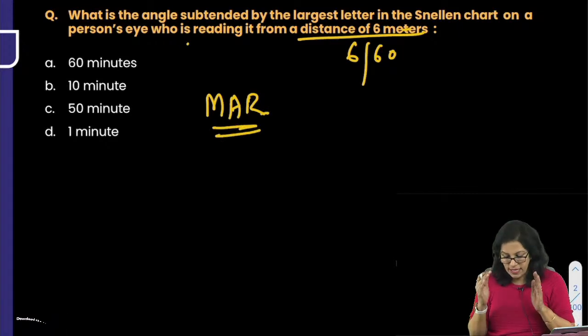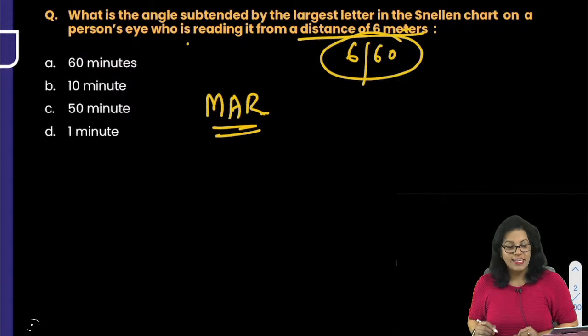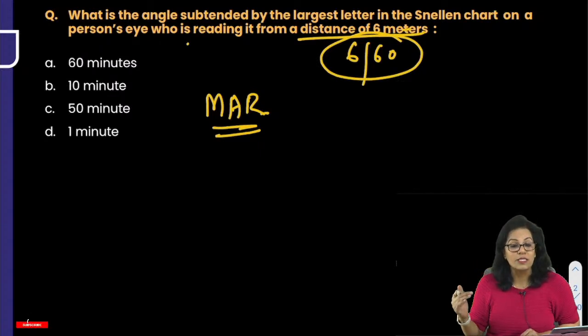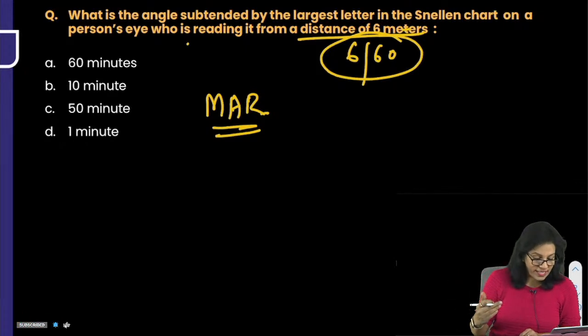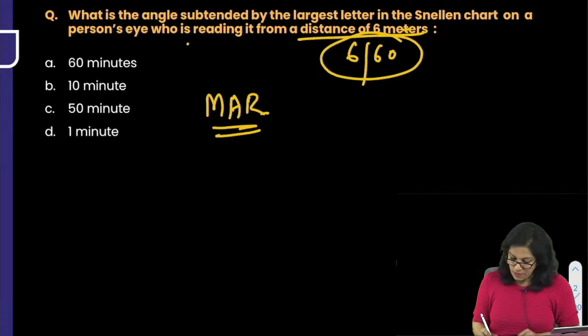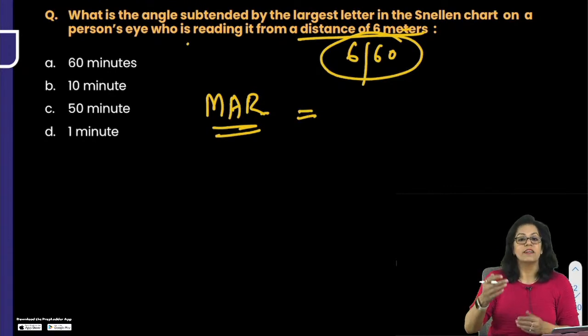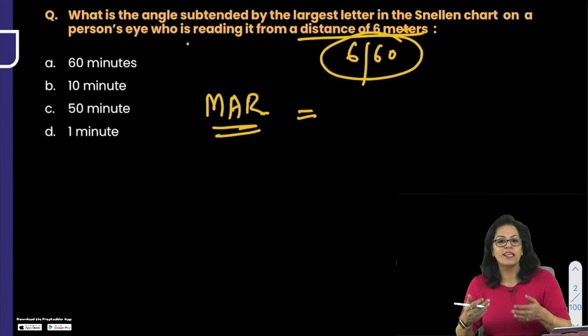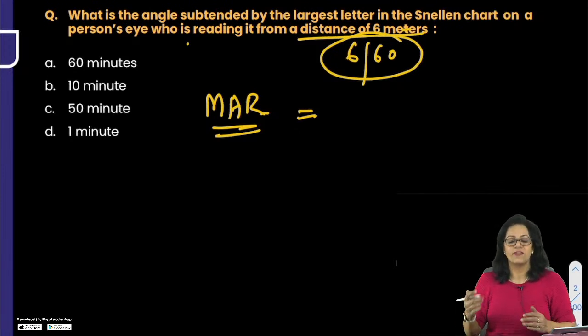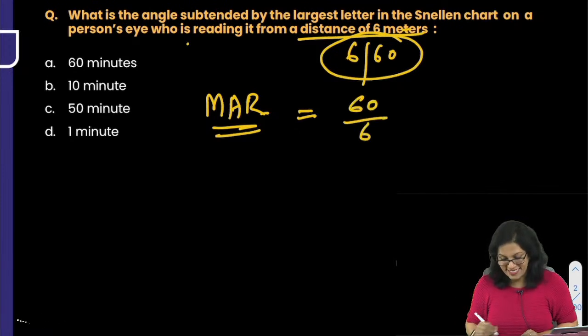So when they ask you, for example, here they have asked you for the 6 by 60 line. They are asking what is the angle subtended at 6 meters by the 6 by 60 line. That is the question. So how are you going to answer here? The minimum angle of resolution is a very simple method: reverse the fraction. Whatever visual acuity line they have asked you, just reverse the fraction. So I reverse it to 60 by 6.